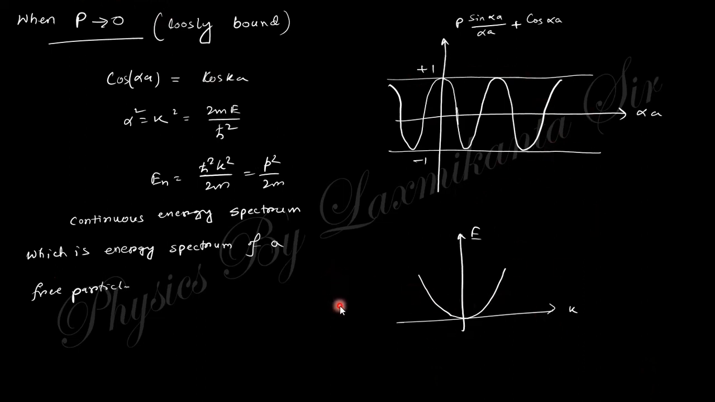There is no band or forbidden gap. You finally obtain this continuous energy spectrum, like a free particle. Okay, so P tends to infinity means tight binding, and P tends to 0 means free particle.